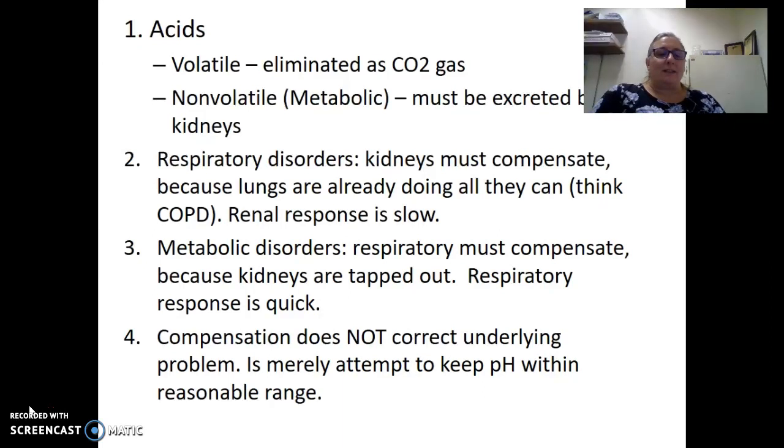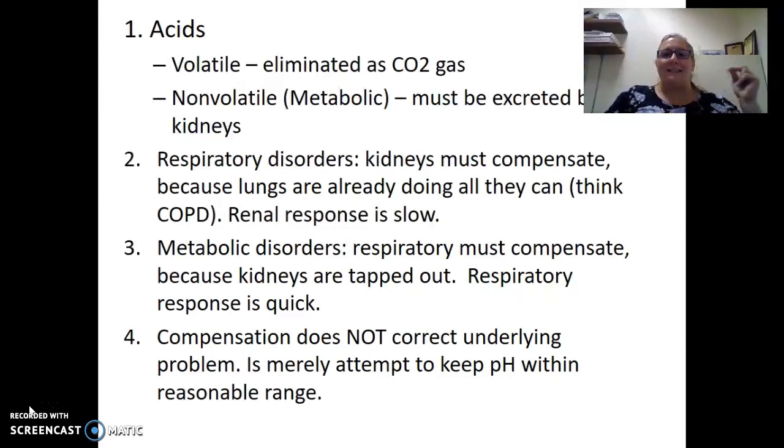If we have a respiratory disorder causing an acid-base imbalance, then the kidneys are going to be compensating. And if the kidneys don't compensate, then we're going to have either a very low or a very high pH, depending on what's going on, typically low pH. Acidosis is much more common than alkalosis. In a metabolic disorder, the respiratory system must compensate. So the kidneys are working as hard as they can, and can't do anymore.